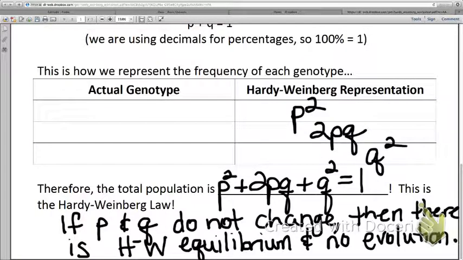There are some practice problems in your study guide that we're going to go through to make sure you understand how to do these calculations. But this is just to walk you through the process of how Hardy-Weinberg equilibrium is calculated, how it's set up, and what it all means.